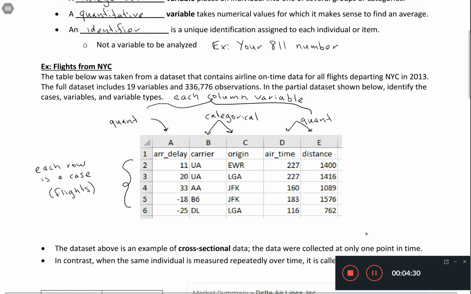So this data set is what's called a cross-sectional data set. That means that the data were collected all at one point in time. We're not trying to look and see how things changed in New York City flights. We're just looking at 2013.